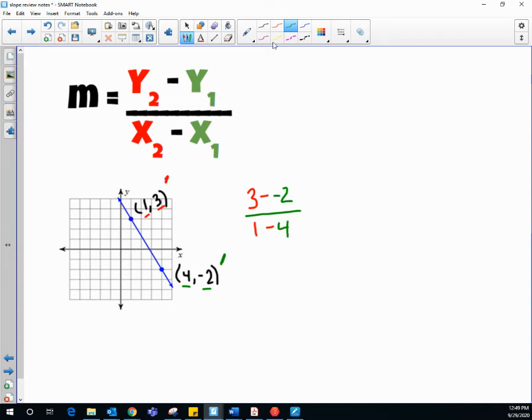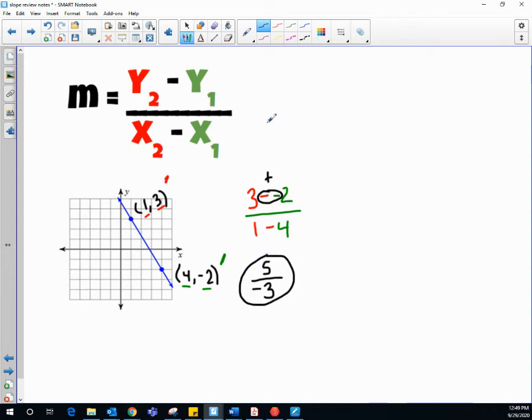Okay. So now we're just going to go ahead and work that out. So we have 3 minus negative 2. So remember, you have minus a negative, that becomes a plus. So that's 5 over 1 minus 4 is negative 3. And since we can't simplify that, and this should make sense because it's the same picture as before, we have a slope of negative 5/3.